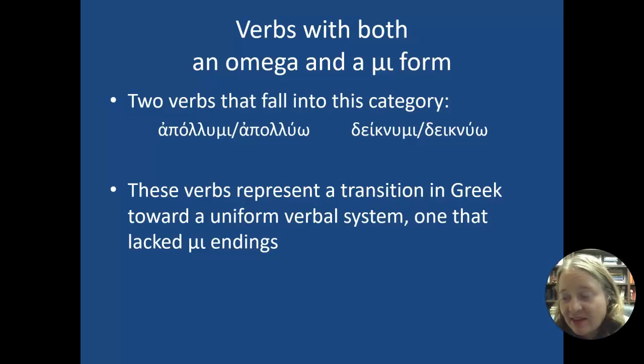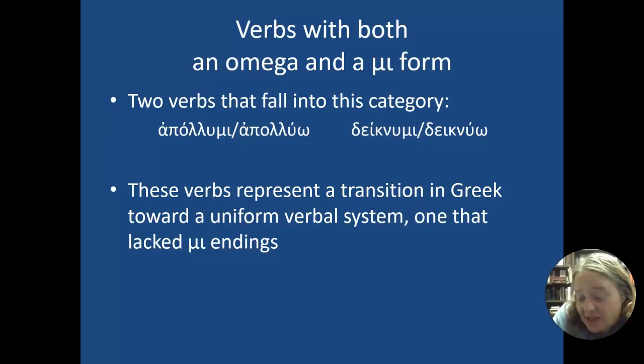The reason that I think it's its own chapter is because a bunch of verbs fall into this category, and so they're introducing you also to apollumi. Apoluo is its other version of it, and deiknumi, which is deikno. So you have some verbs here. Τίθημι is one of these in which you have some other words that can substitute for it, but then apollumi and deiknumi are ones that have an omega version too. And so you can see this transition in Greek toward a uniform verbal system with all of them being omegas. And it's occurring here. And so that's what's introduced in chapter 29.